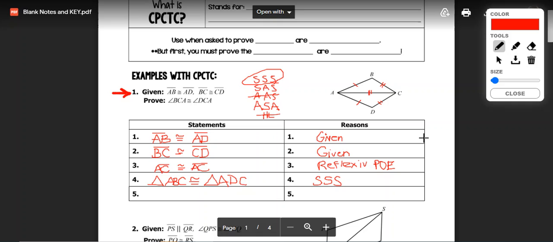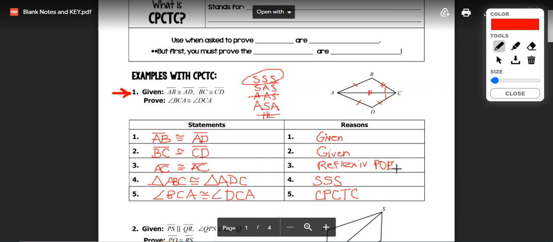So now that we have proven that these two triangles are congruent, we know that the angles have to be congruent, because if the whole triangle is congruent, then each and every part is. So we can finally draw our proven conclusion of BCA being congruent to DCA. And for our reason, we're going to put corresponding parts of congruent triangles are congruent, CPCTC.